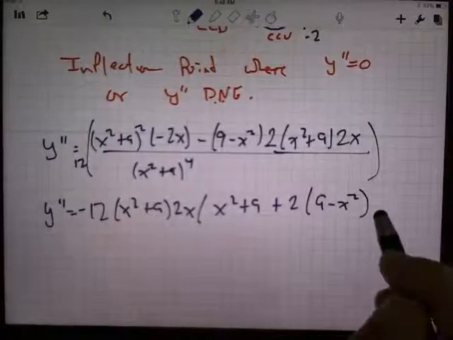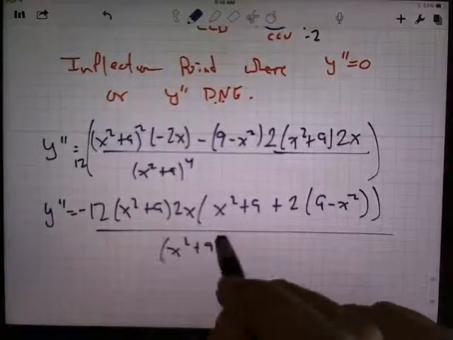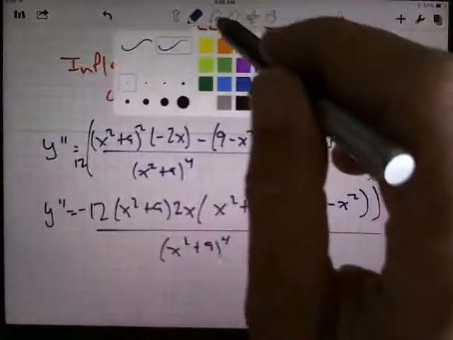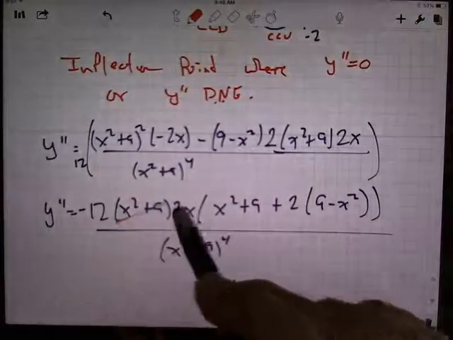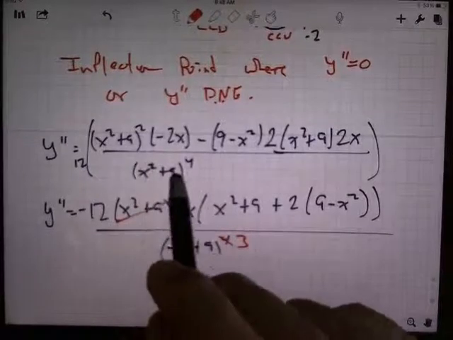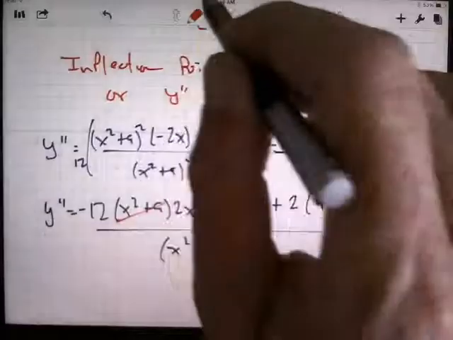Okay. And that's all still over x squared plus 9 to the 4th power. Right. Now that this is factored in the numerator, this will cancel with one of those, leaving a 3. You got to be careful not to cancel in there because I haven't factored it yet. There's a minus sign, but now this is factored.